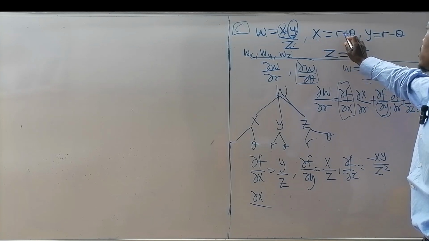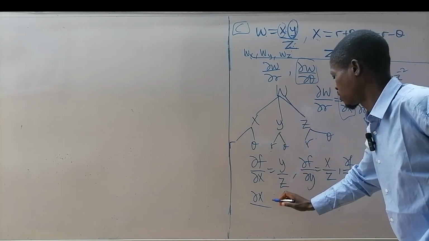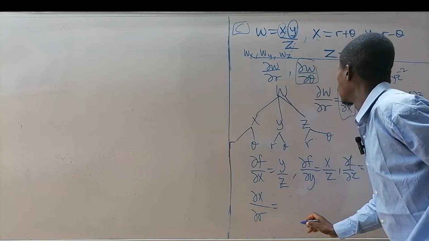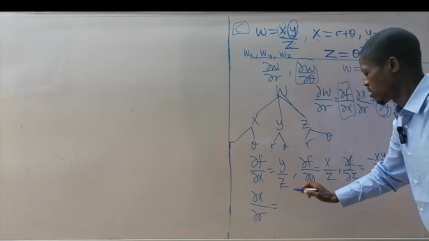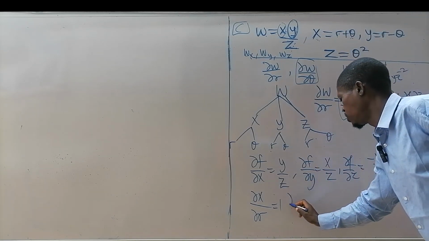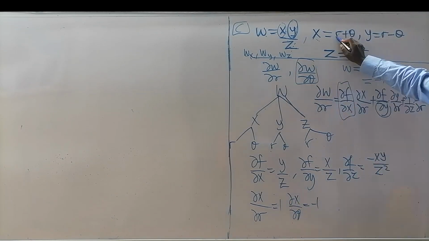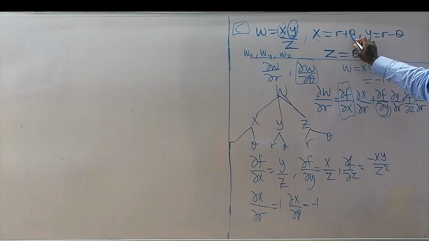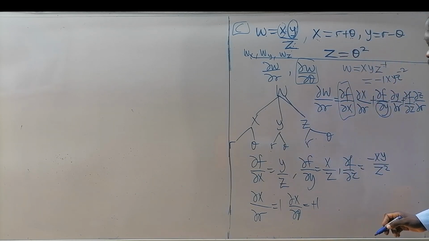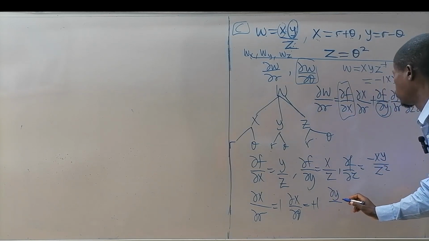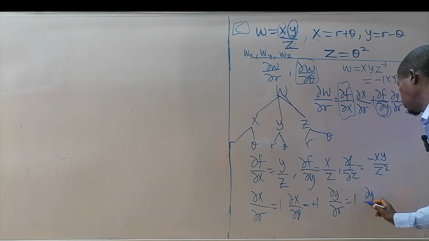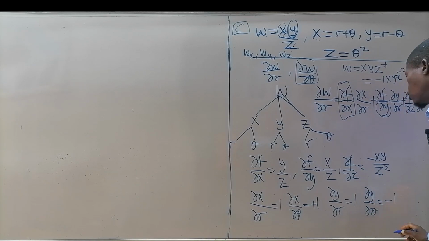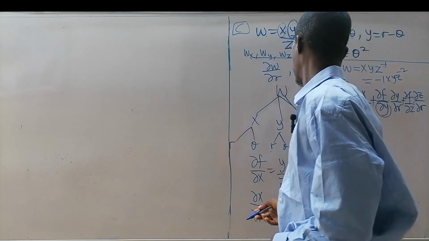X is a function of r and theta. So we can get with respect to r, which will be equal to what? This will be constant, that's 0. You only differentiate that one, that's 1. Do it again with respect to theta, that will be constant. You differentiate this one, that's plus 1. Then do your y also, with respect to r, which is 1, with respect to theta, which is minus 1. Now begin to substitute.